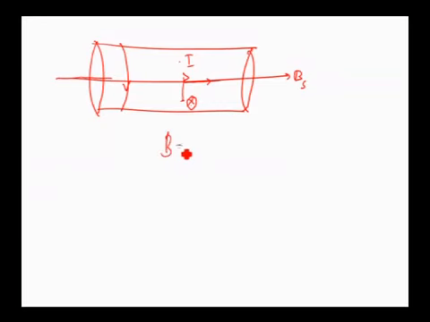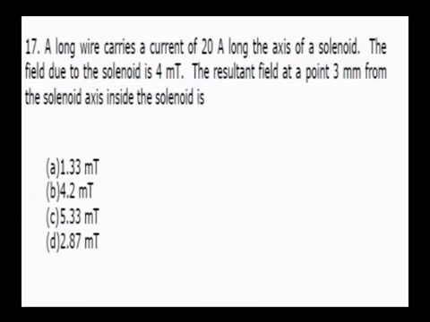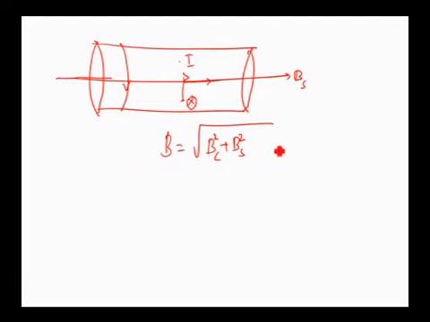Therefore I can write B equals root of magnetic field produced by the conductor square plus magnetic field produced by the solenoid square. Okay, I think in the question the magnetic field produced by the solenoid is given. That is, the magnetic field produced by the solenoid is given as 4 millitesla. Just we have to find what is the magnetic field produced by the long wire. We know the expression of magnetic field produced by a long wire. That is, the magnetic field produced by the conductor is mu naught I divided by 2 pi r.